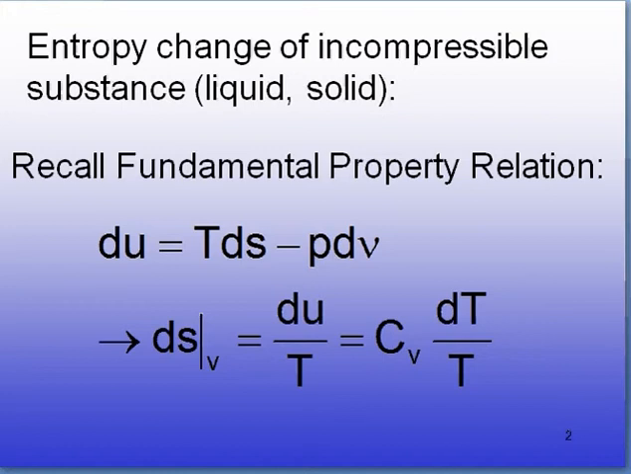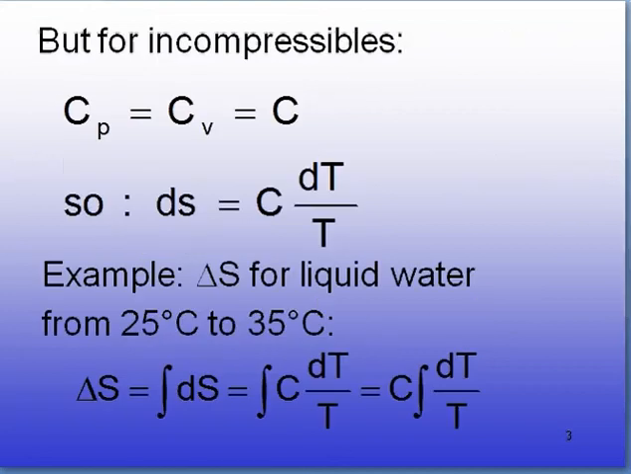If you recall the fundamental property equation, du equals TdS minus PdV. If we take that at constant V, where the volume isn't changing, then ds equals du over T, or Cv dT over T. So for incompressibles, we also know that Cp equals Cv equals C.